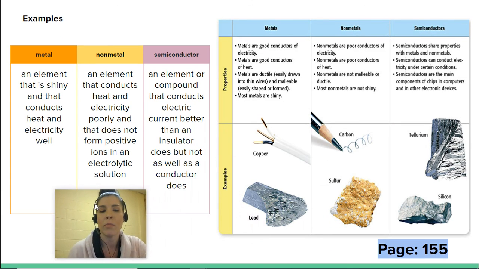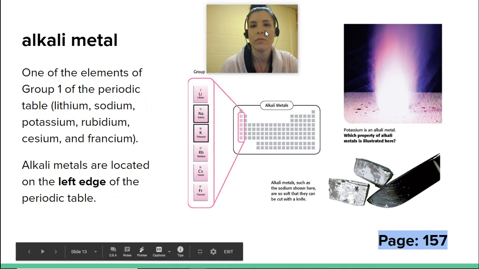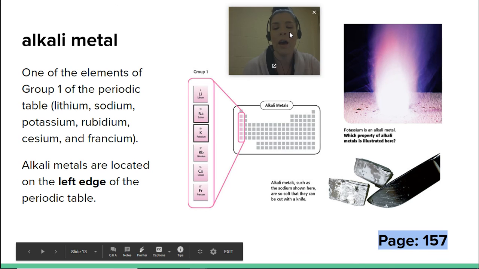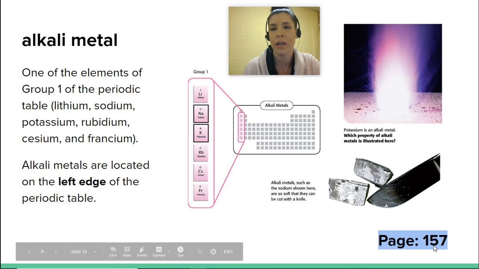Now, this is another example using those same 3 vocabulary words, the metals, non-metals, semiconductors. So now you have visuals as to what they're talking about. And this is on page 155. Here, we have alkali metal, one of the elements of group 1 of the periodic table. So alkali metals are located on the left edge of the periodic table. So this is your left edge. So they have a color-coded left edge right here. Page 157.